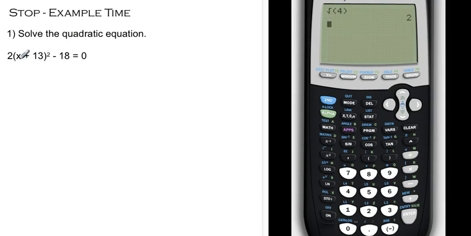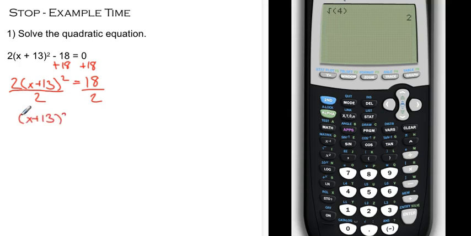So here I go. It's equal to 0. I'm ready to go from there. The first thing I'm going to do is undo any addition or subtraction, and that leaves me with this situation. Now I undo the multiplication, so I'm going to divide both sides by 2, and I get x plus 13 squared is equal to 9. Now, in order to undo that square, I need to take the square root of both sides, and from here my problem is going to split into 2.